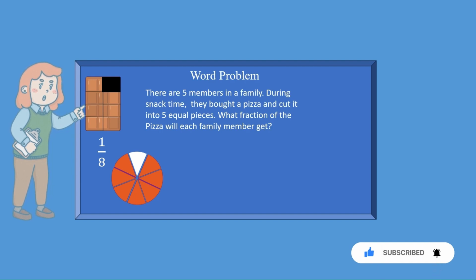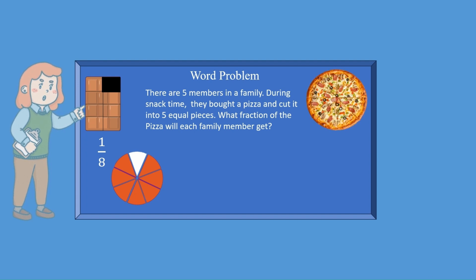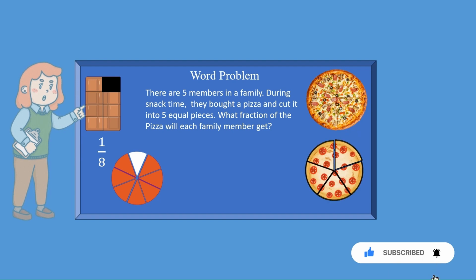Now let's do one word problem. There are 5 members in a family. During snack time, they bought a pizza and cut it into 5 equal pieces. Now what fraction of the pizza will each family member get? Think of this. Now here comes your mouth-watering pizza. To show this, I'll take another pizza here. So how the family will cut it into 5 equal parts. See, here it is. So when it is cut into 5 equal parts, what fraction of the pizza will each family member get? It will be 1/5.